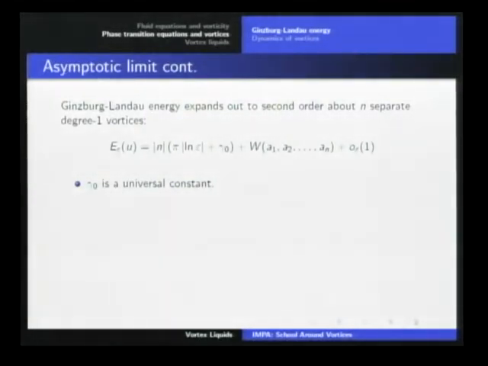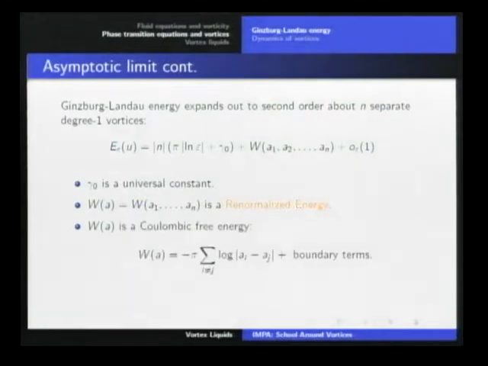Okay? So here, this gamma naught is a universal constant that arises in the work of Bethuel, Brezis, and Hélein. And this W is, again, called a renormalized energy, and it just depends on the position of the vortices. At leading order, let's say, if there's no boundary, then it would just be the Coulombic free energy, if they're all degree 1. If there's some boundary, if it's on a bounded domain and there's a particular boundary condition, then boundary terms arise, and those can also be semi-explicitly represented. But again, they just depend on the location of the vortices, and let's say the domain.